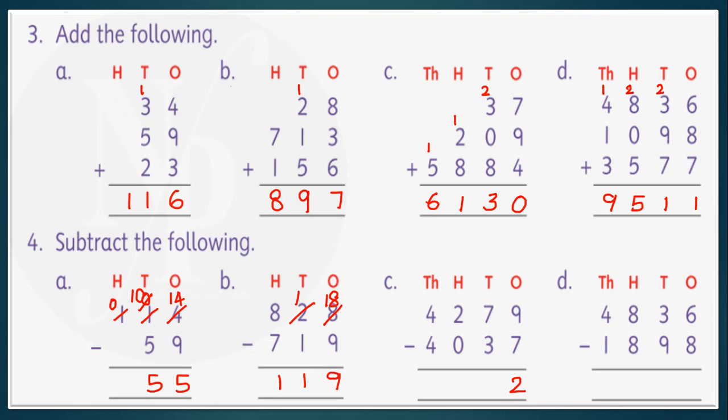Here subtracting 7 from 9 we get 2. Subtracting 3 from 7 we get 4. Subtracting 0 from 2 we get 2. Subtracting 4 from 4 we get 0. 242 is the difference.